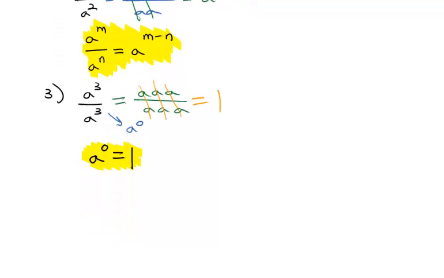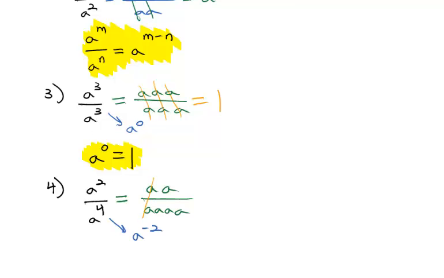Our next property is going to be set up pretty similar to this. Property number 4, we're going to look at a squared over a to the 4th power. Now, if we use our subtraction rules, that'll give us a to the negative 2. But to really help us understand the significance of this negative exponent, we'll consider 2 a's in the numerator and 4 a's in the denominator. And we'll see when they divide out, what's left is a squared in the denominator and a placeholder of 1 in the numerator.